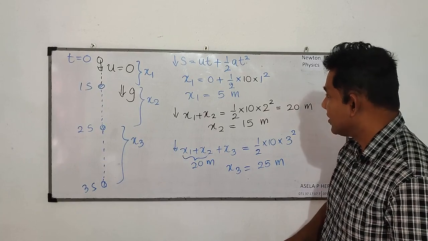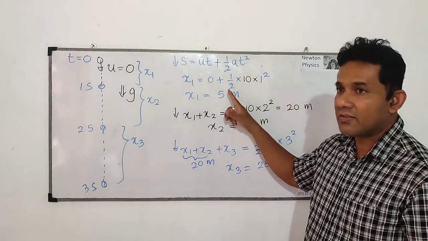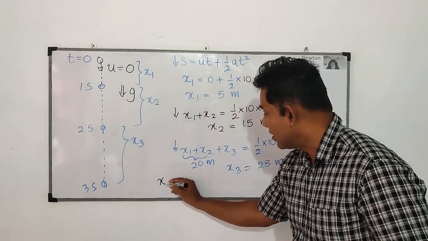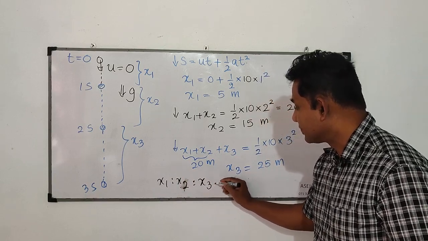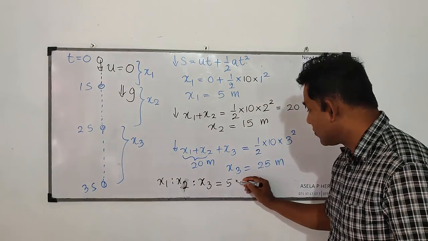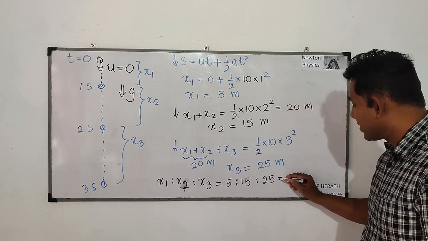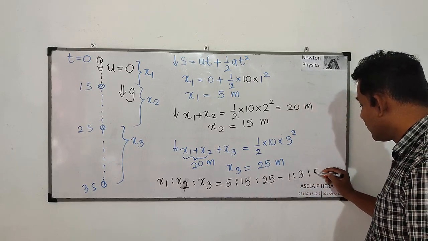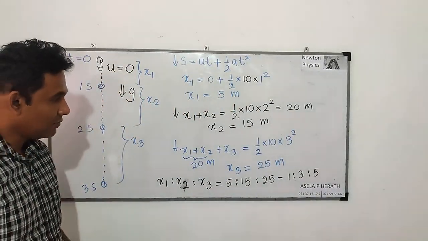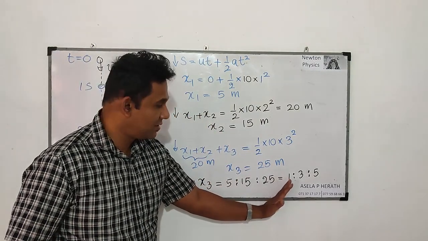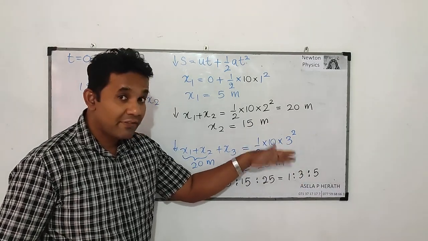Now clearly you can see that if I am taking a ratio between the distances traveled in each second, that means x1 to x2 to x3, you can see 5 to 15 to 25. Now I am having a ratio 1 to 3 to 5, like that. Now it's clear that we are having a set of odd numbers here: 1, 3, 5, 7, 9, 11, 13, 15, like that.